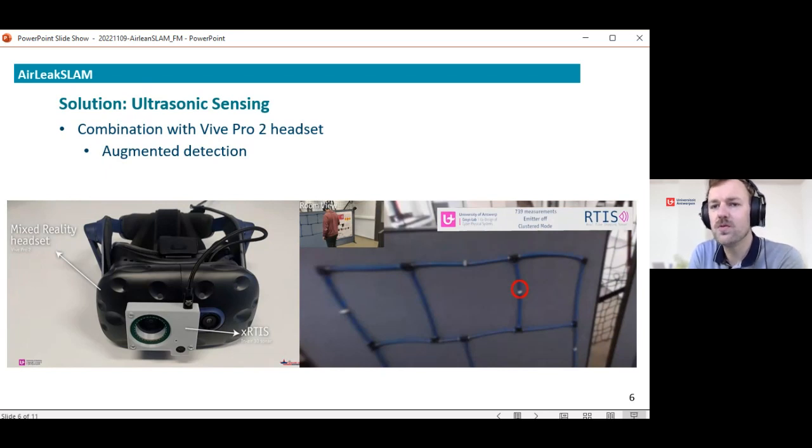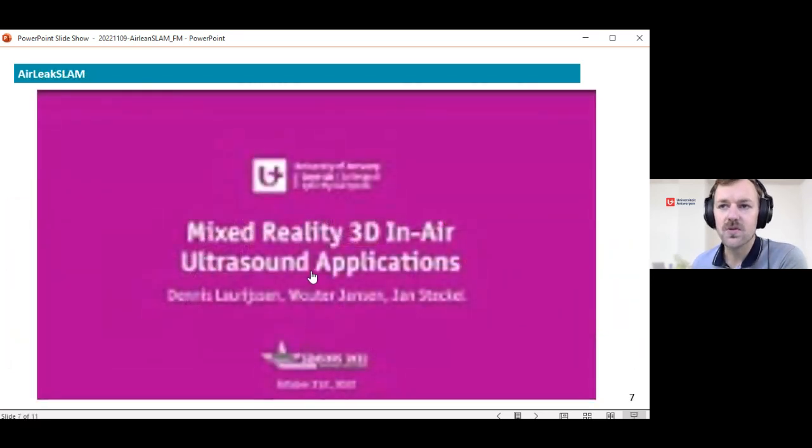And a while ago, we presented at a conference our own interpretation of a system like this, where we took VR glasses, the HTC Vive Pro 2 headset, fitted it with a circular microphone array around one of the lenses, and that would allow an operator to put on the headset, walk around the factory, and see in an augmented view where the leaks are located. We have a small video demonstration of this. I have it here in my slides.